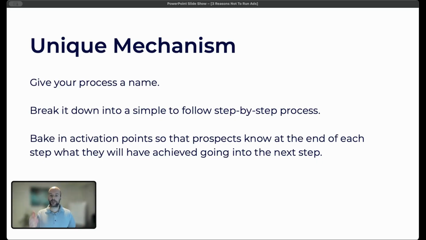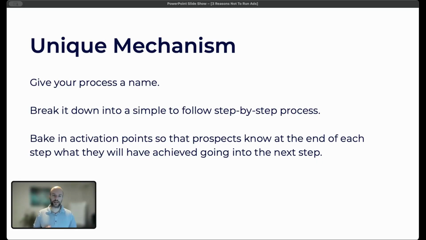And that includes your activation points, so the prospect knows, again, at the end of each step, what it is they're going to get from that step that's going to help them move into the next step, so that as you're talking through it or as they're reading through it, wherever this is being communicated, they're going, oh yeah, that makes logical sense.